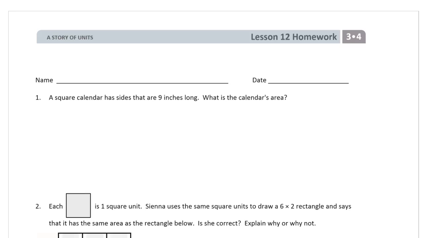This is the homework for Lesson 12, Grade 3, Module 4. Please write your name first.